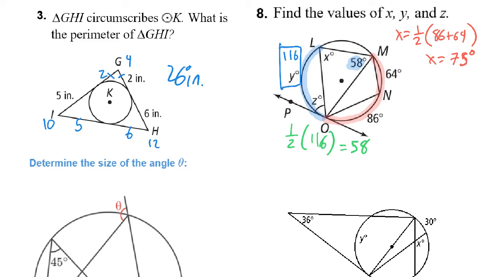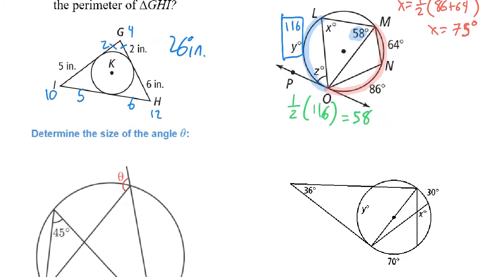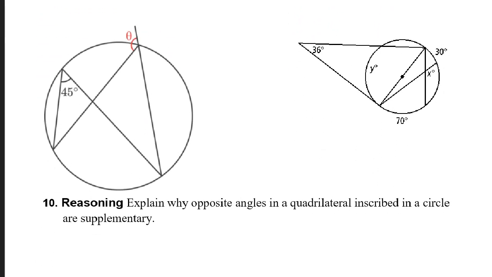So that's going back to inscribed angles are half of the arcs they make.